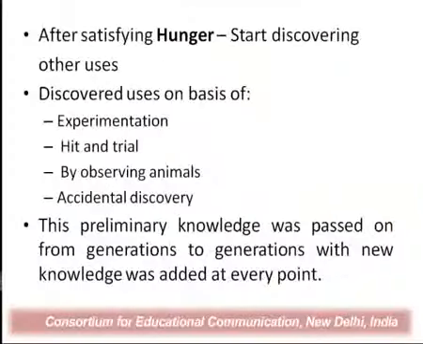Once man evolved, and since plants existed much before him, he started using plants to satisfy his primary need, that is hunger. After satisfying hunger, he started discovering other uses of plants. He discovered these other uses on the basis of experimentation, hit and trial, by observing animals, and by accidental discoveries. During experimentation, the plants he found suitable to eat he categorized as edible, and those not suitable for eating were categorized as non-edible.